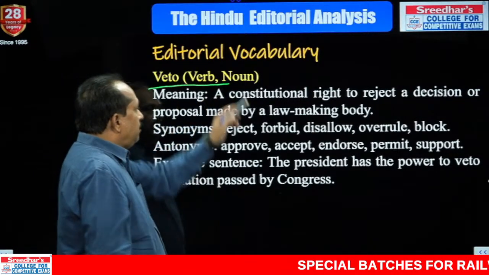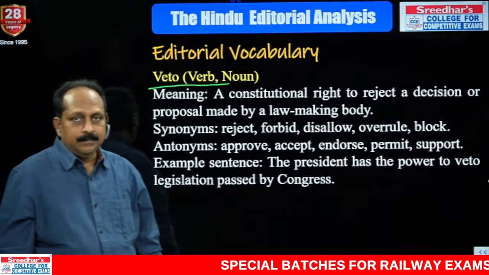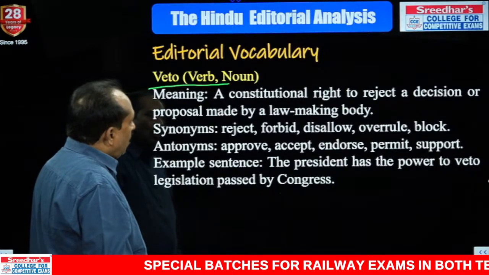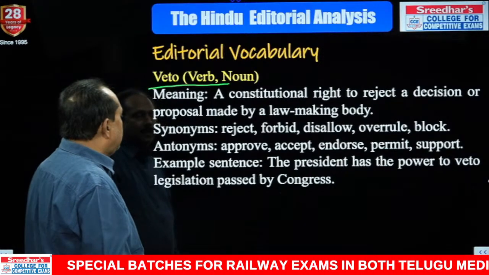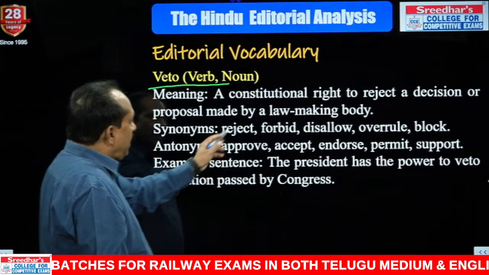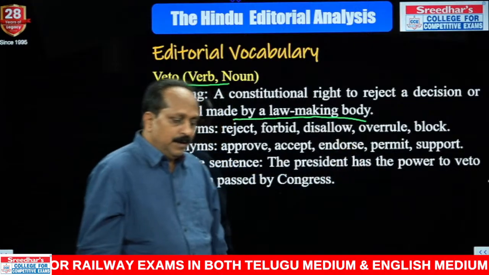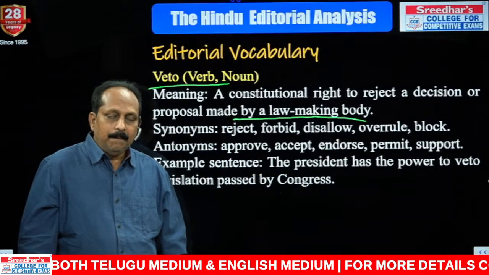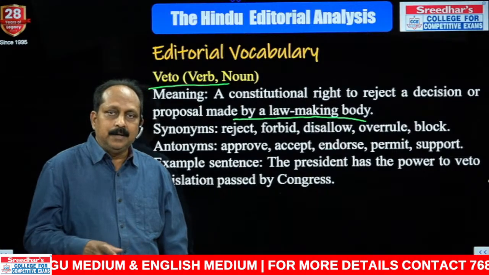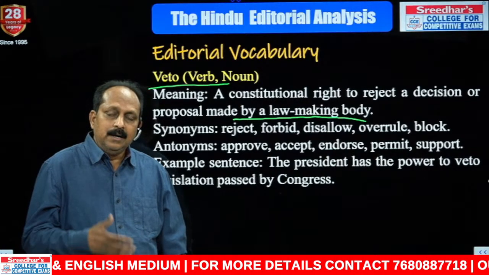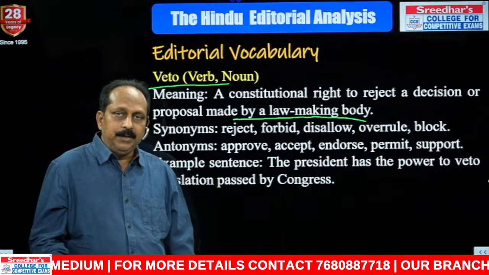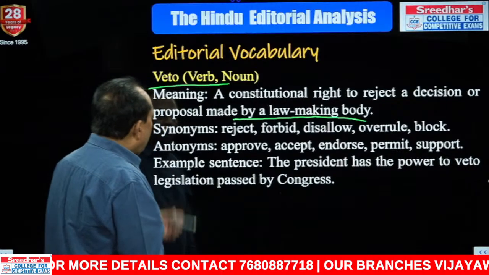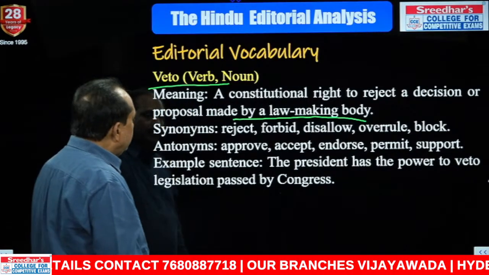Veto can be a noun, can be a verb. Means what? A constitutional right to reject a decision or proposal made by a lawmaking body. A lawmaking body comes up with a resolution, but someone has a power to reject that or make it null and void. Then we use the word veto. It can be a verb, it can be a noun. And as a verb, it's a regular verb.